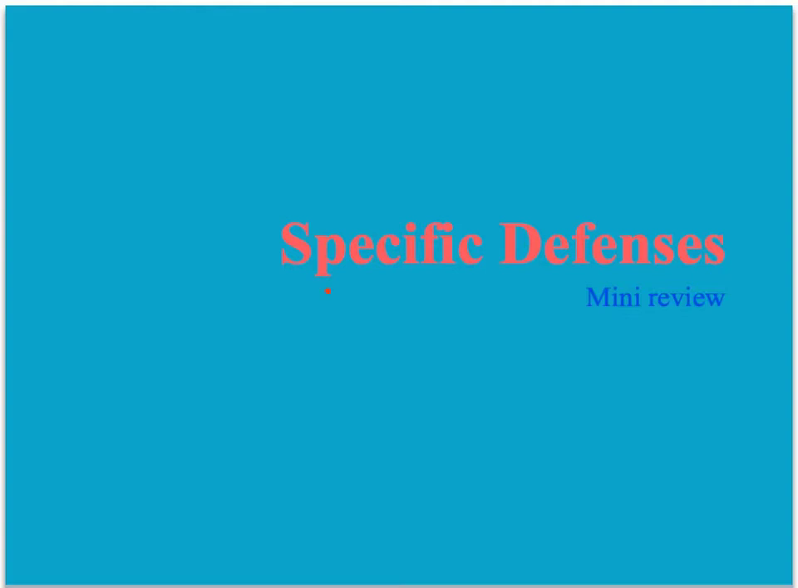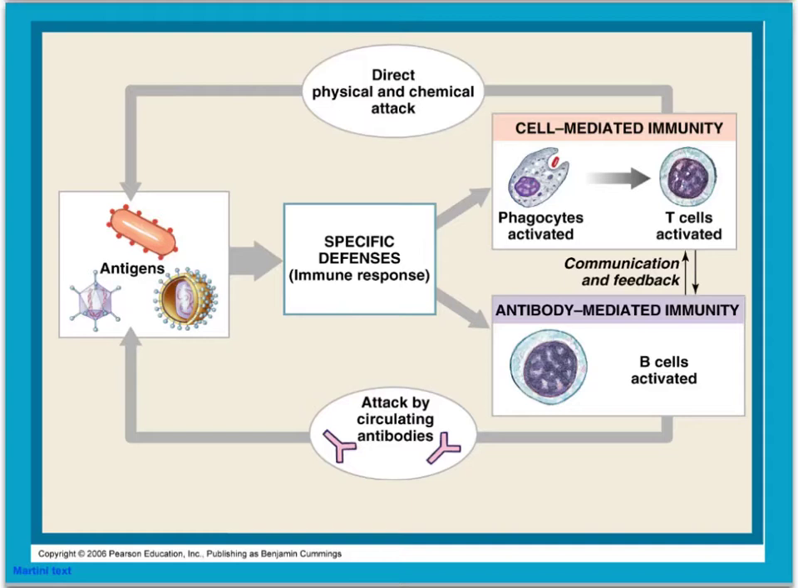I'm working on specific defenses now, and we're going to review the material about the specific defenses, and we'll use the figures from the other book just to give you a different view of things. I wanted to start out by reminding you that the specific defenses are the things that are constituting the immune response, and that there's two primary avenues.